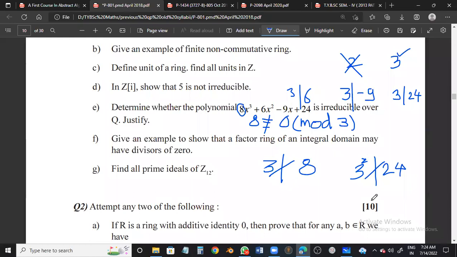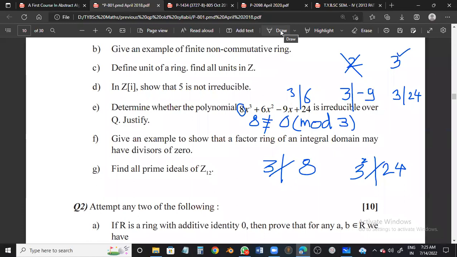What the criterion says: the leading coefficient should not be divisible by that prime. All the remaining coefficients must be divisible by that particular prime. And the last, I mean the constant term, should not be divisible by prime square. So all the conditions are satisfied, so it's irreducible. I suppose you followed me. Got the thing or not?